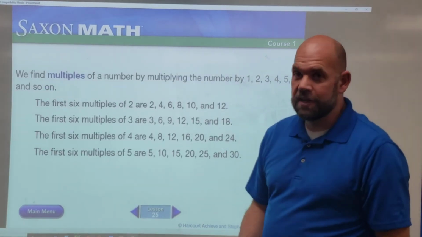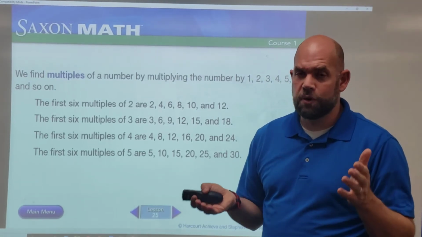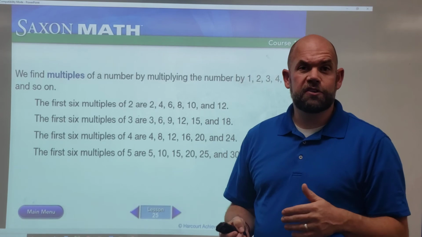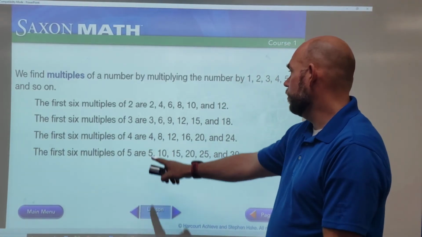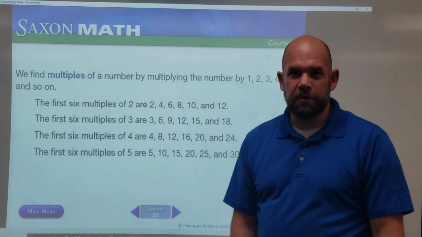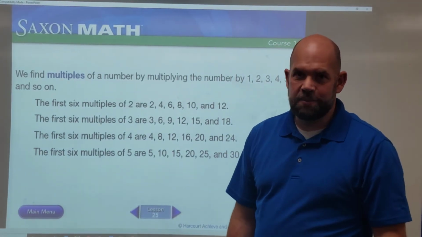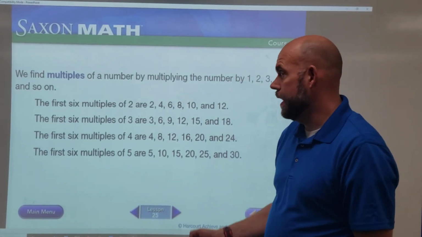Second part of this lesson is just looking at multiples. Now you've done your math facts, so you know multiples of 2 are 2, 4, 6, 8, 10. Multiples of 3 are 3, 6, 9, 12, 15, etc. We can do that for all the multiples, and you've probably learned your math facts up to your 12 times tables, hopefully. Or maybe even beyond that.